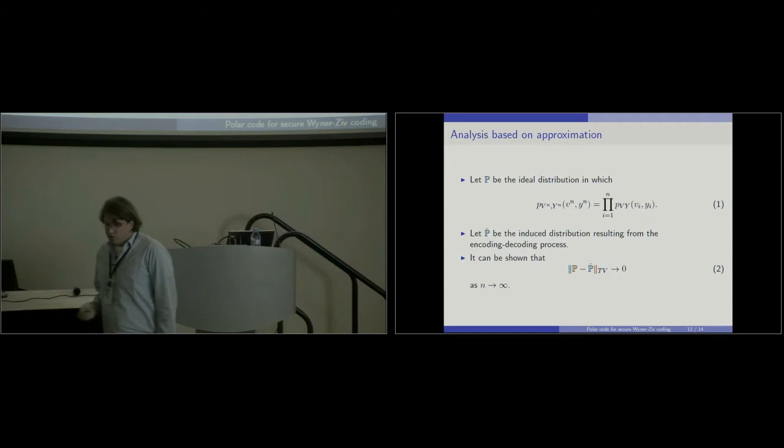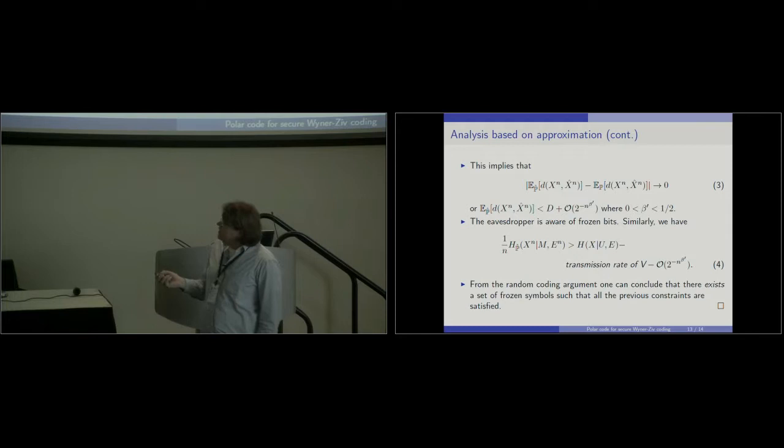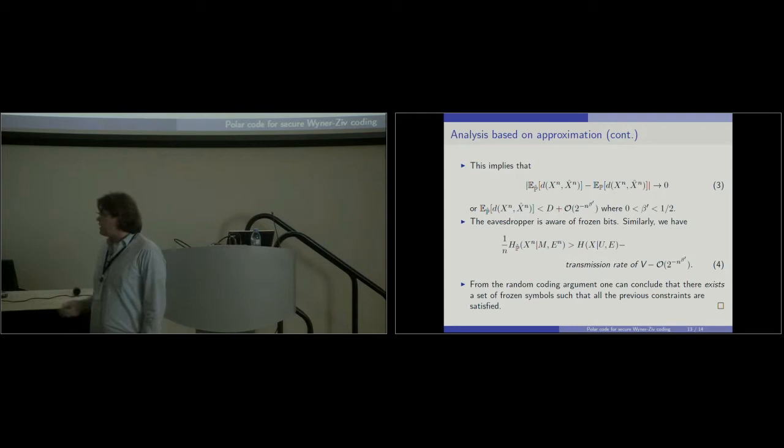So this is what is written here. This implies that the average distortion is going to zero as n tends to infinity. And it's also showing that the equivocation with the induced distribution is larger than the equivocation, and here we have to subtract the transmission rate, and we have an additional term which goes to zero, so that we also ensure that the equivocation constraint is satisfied. We assume in our setting that the eavesdropper is aware of the frozen bits, and later we can then use a random coding argument to conclude that there exists a set of frozen bits or symbols such that the previous constraints hold.